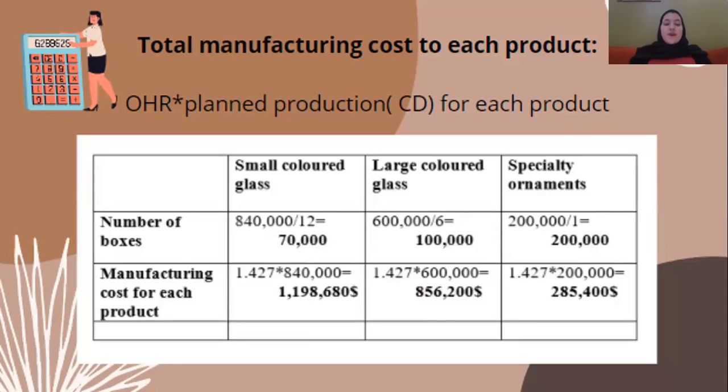Then we calculated the total manufacturing cost for each product by multiplying the overhead rate that we found by the planned production, which is the cost driver for each product. And we found $1,198,680 for the small glass, $856,200 for the large glass, and $285,400 for the specialty glass.